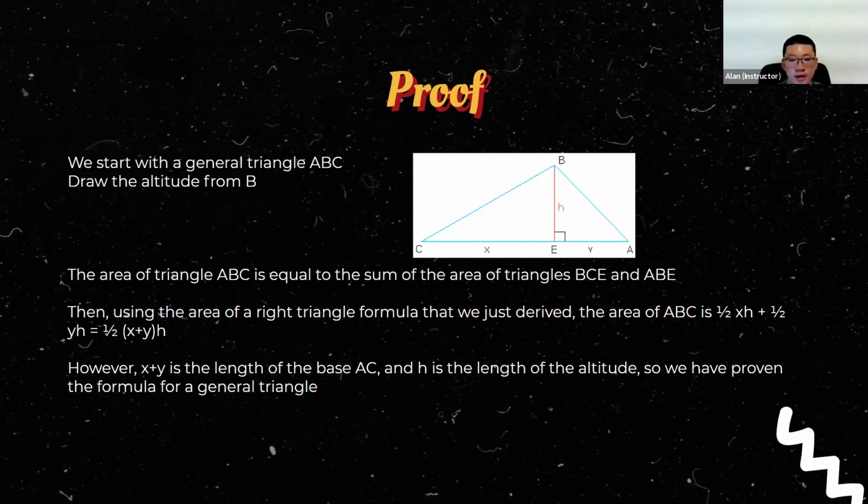And also, just to clarify, x and y are the lengths of the two segments that the altitude is splitting AC into, and h is the altitude or the height. And so you can see that if you add these two, it equals 1/2 times (x plus y) times h. But you notice that x plus y is actually the length of the base AC, and h is the length of the altitude. So you get that for any triangle, its area is 1/2 base times height.